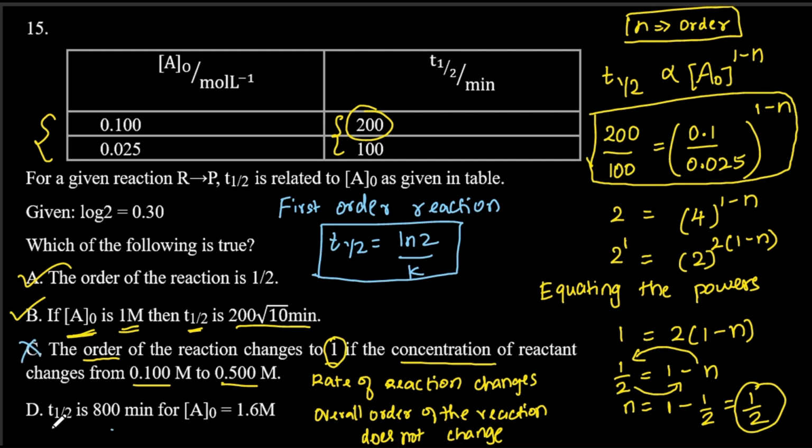Going to the fourth statement: T half is 800 minutes for A naught 1.6 M. So this D is the same as option B. You have to find it in the same manner. So let us see that.